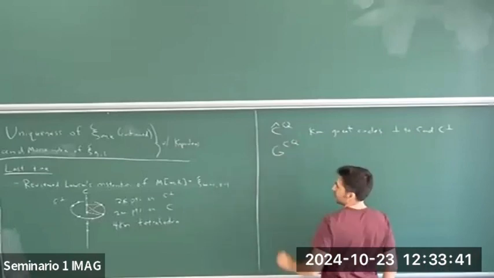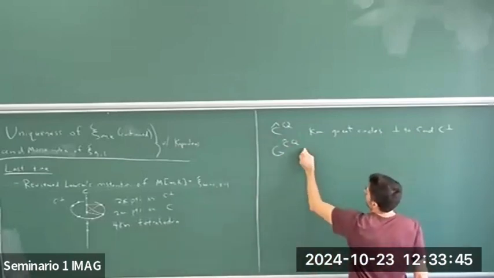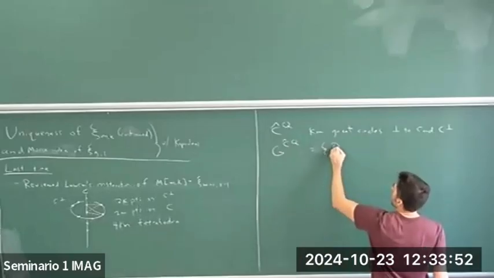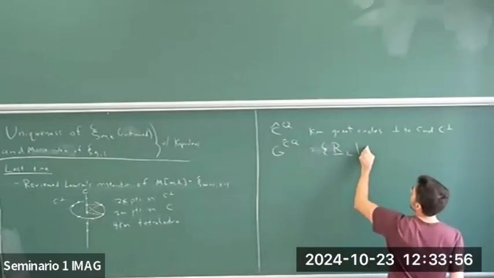I was using hats for collections. This is a subgroup generated by all the reflections through these circles.